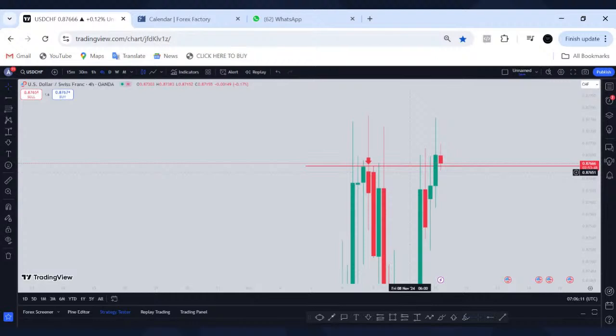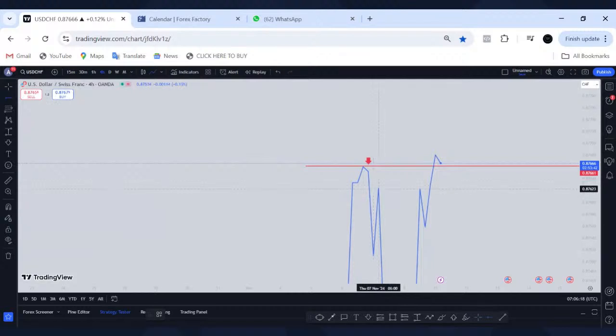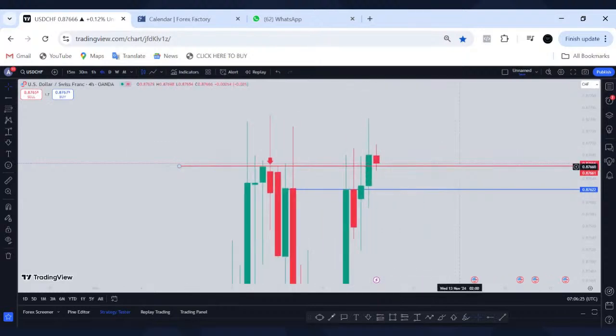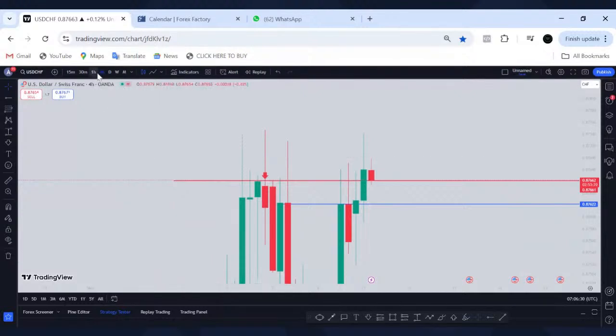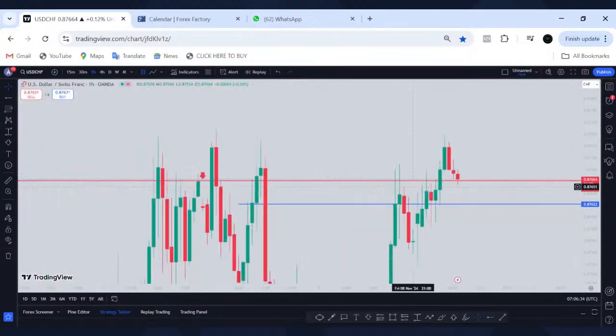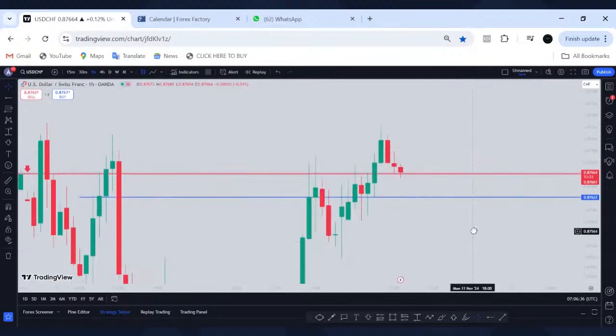And you see the candle has broken through all these zones. You get it? This candle has broken through all the zones. So when it happens like that, we just have to go to the lower time frame.